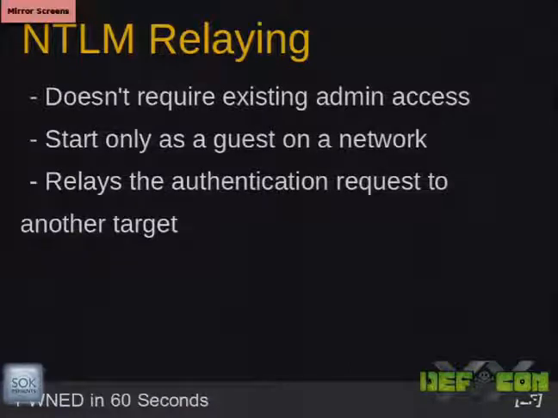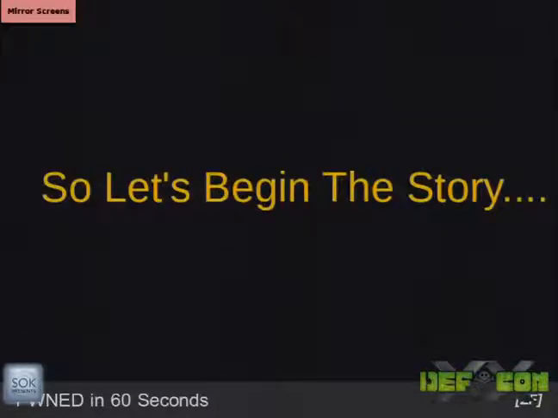Now, if we step back to where we talked about the type 1, type 2, type 3 message, there's no verification that the host calling or the destination host is the one you meant to talk to, and the host just authenticates to it. So what we do then is we set up a rogue server to take these authentication requests in and relay them to another target server. This has been around for a while, the NTLM relaying. It's nothing new. All of you are probably like, okay, we've heard about this. It's great. Why are you different?